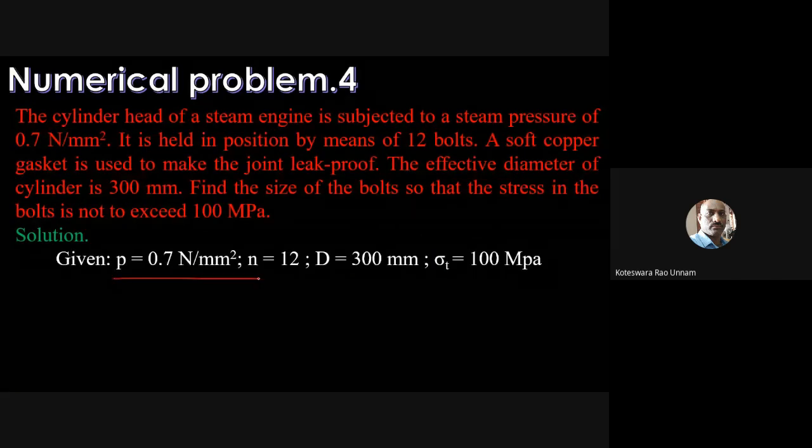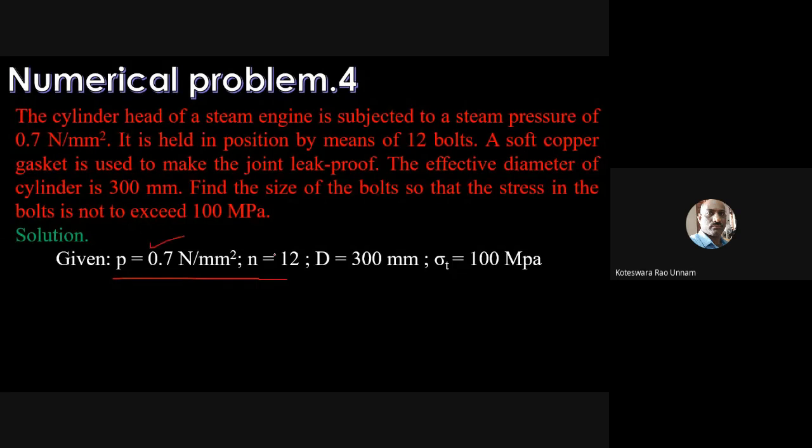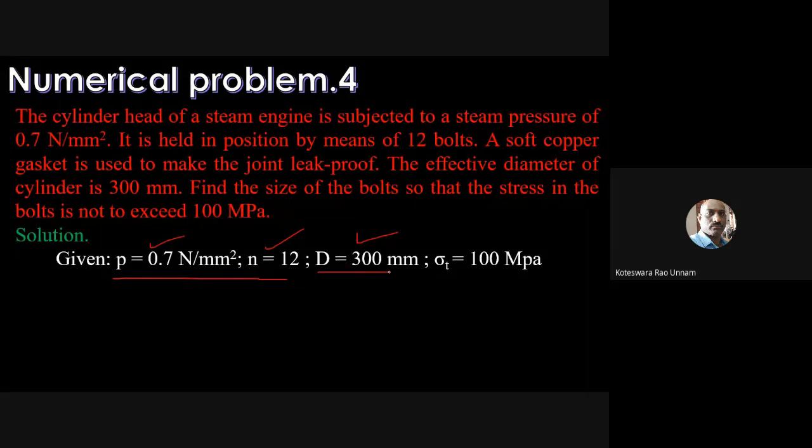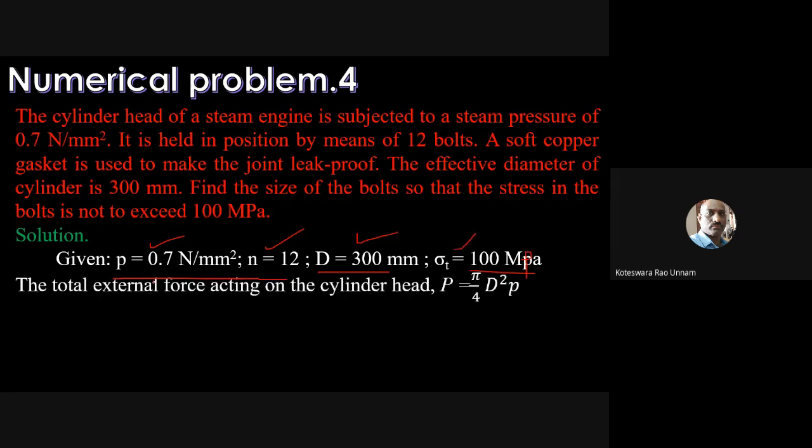So these are the given data: P is 0.7 Newton per mm square, and the number of bolts is 12. The effective diameter of the cylinder is 300 mm, and the allowable tensile stress, sigma T, is 100 MPa. So first, compute the external load.